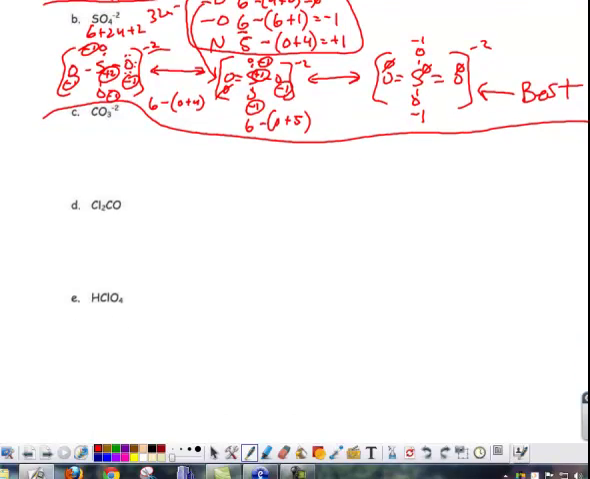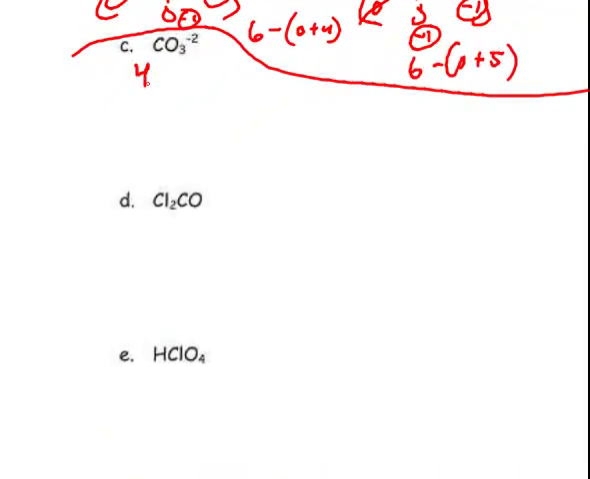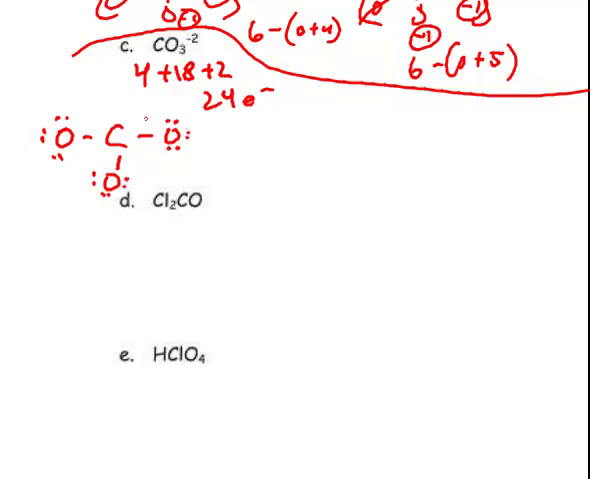I really don't want to do any more of these. I'll do CO3, and then I'm going to call it a day. So 4 plus 18 plus 2 is 24 electrons. When I do carbon in the center, I have 3 oxygens. Finish the octet of the oxygens, and I use up all 24 electrons. And so there's my skeletal one this time, which is not a valid Lewis structure. Why? Well, because carbon only has 2, 4, 6 around it.